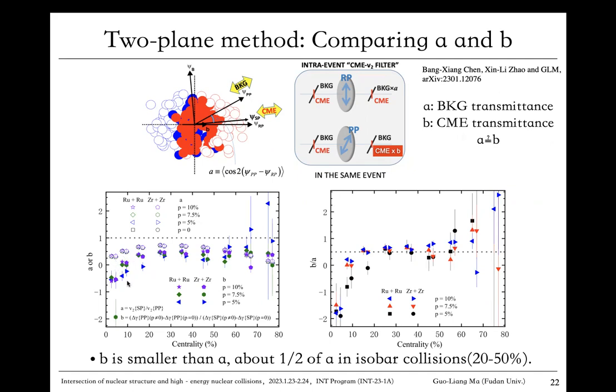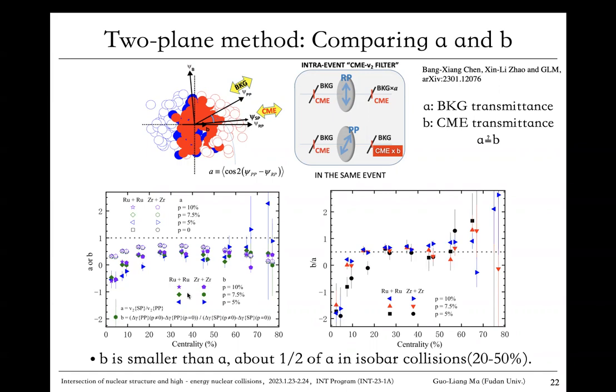And we found that A is shown by these open symbols for the different CME strengths. Here we use P to denote the strengths, in order to avoid confusion with F, to avoid using the same letter. But B we can see is basically all below A. It means B is smaller than A for both ruthenium and zirconium.